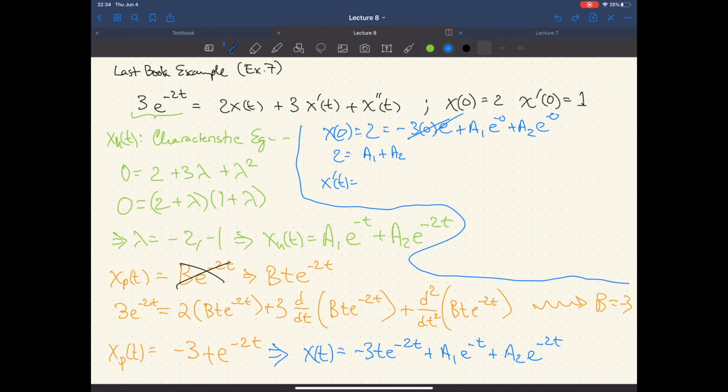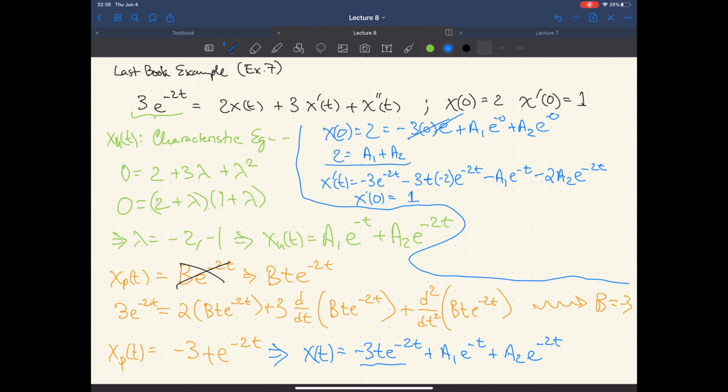X prime of t is equal to minus 3 e to the minus 2t. Got two parts for that first term, don't forget. And then minus 3t, there's our t, times minus 2 e to the minus 2t. And then plus, it actually ends up just being minus a1 e to the minus t, and then minus 2a2 e to the minus 2t. Ugh, there's a lot of stuff there. Well, as it turns out, it's not too bad, because we're evaluating it at 0, and that's equal to 1.